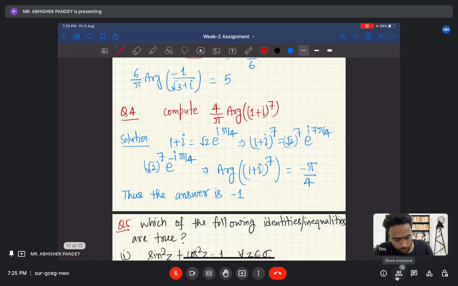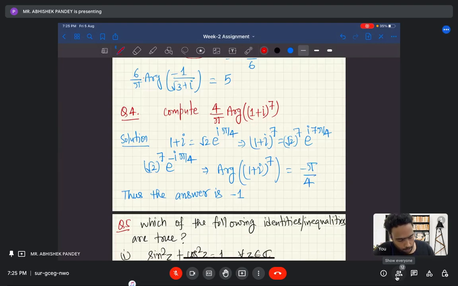Now let us look at the fourth question. Compute 4 upon pi into argument of (1 plus i) to the power 7. Now let us look at what is 1 plus i. It is root 2 into e to the power i pi by 4. So now (1 plus i) to the power 7 will be root 2 to the power 7 e to the power i 7 pi by 4.